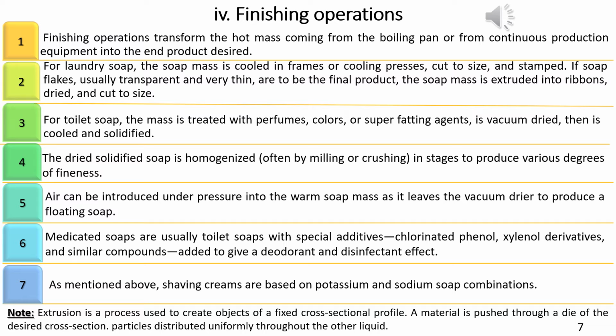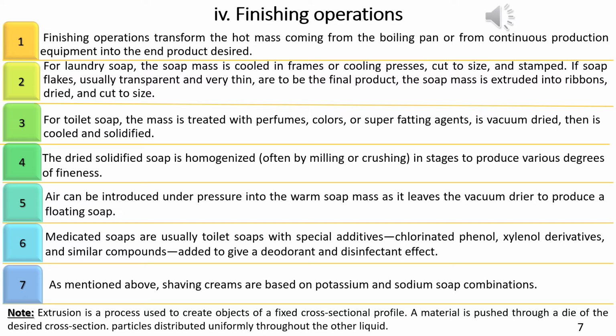After addition of different additives, colors or superfatting agents, our soap goes towards a vacuum drying process. After the vacuum drying process, it goes towards the cooling process. Here our soap is cooled and then it is solidified. It is now converted into the solid form or the hard soap form.